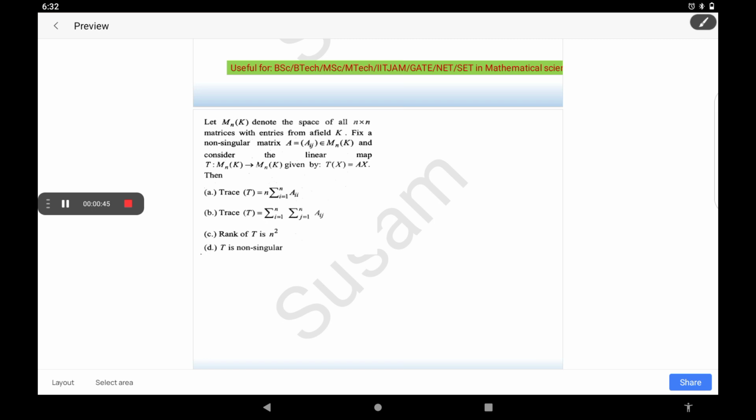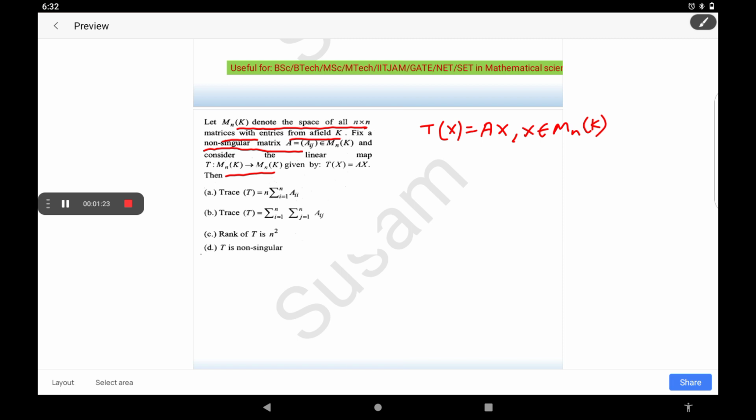Let's see. The first question is, M_n(K) denotes the space of all n cross n matrices with entries from a field K. Fix a non-singular matrix A and a linear map T on M_n(K) such that T of X equals AX. Okay? Here X is not a vector because X are from M_n(K). And you can see the options are based on trace, rank, singularity or non-singularity.